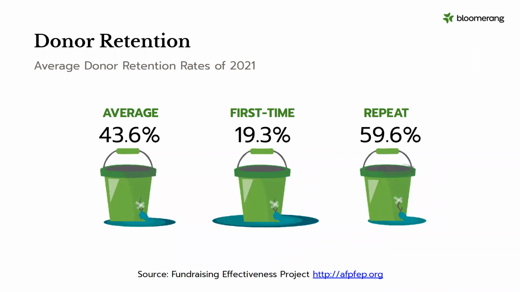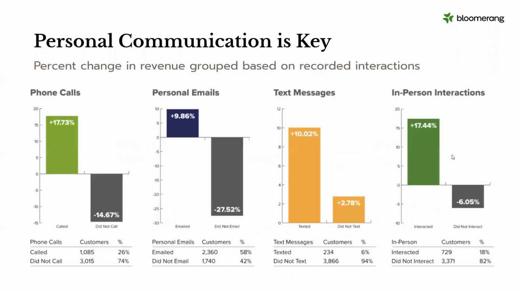And I mentioned earlier that we are big advocates of personal touch. We talked about setting thresholds, and what your bandwidth and what your appetite is for that personal communication, or any communication, but really personal communication is key. We took a look at our Bloomerang data, so these are actual Bloomerang customers, and what their percent change in revenue is based on the recorded interactions.